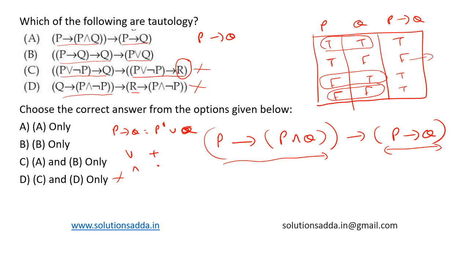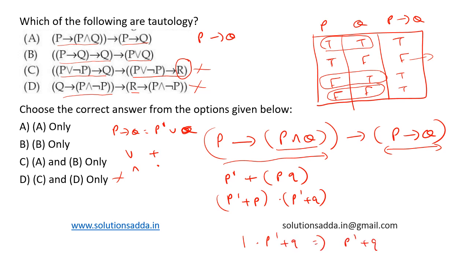So this follows P implies Q. P implies Q means negation P or Q, that is P bar plus Q. Here it is P and Q, that is PQ. Now by the distributive law, we can write it as (P bar plus P) into (P bar plus Q). P bar plus P turns out to be 1, into P bar plus Q, that is P bar plus Q. This means this is equal to P implies Q. So this LHS turns out to be P implies Q, implies P implies Q.